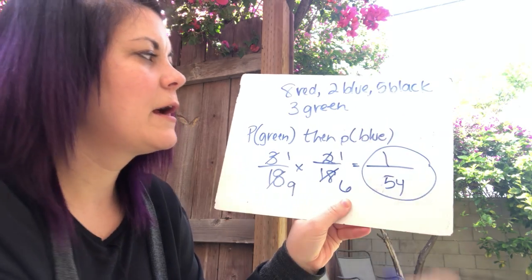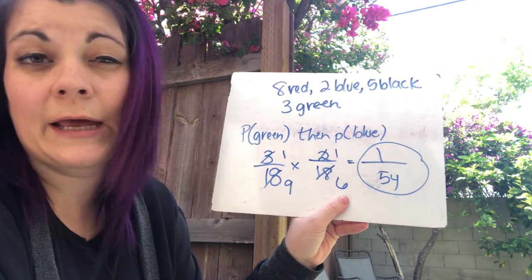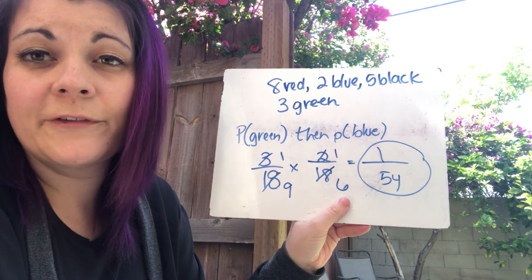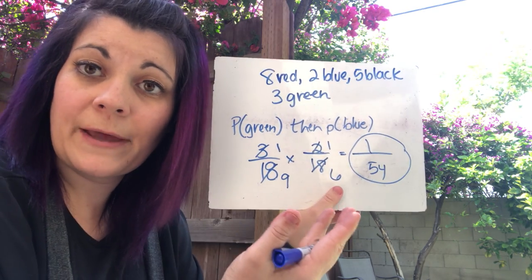So the probability of me pulling out a green and then pulling out a blue is 1 out of 54 chances. And that's how you do compound probability.